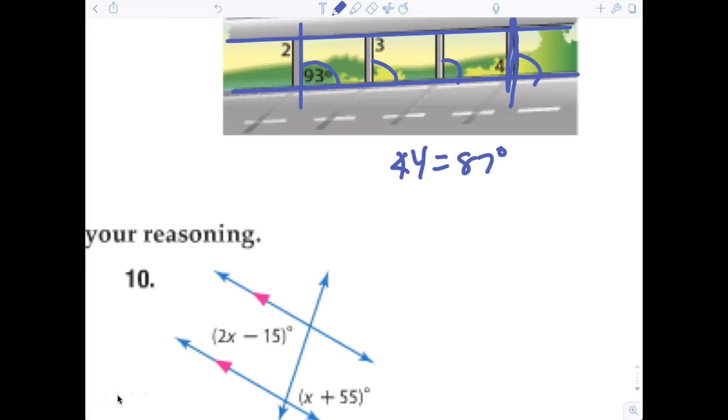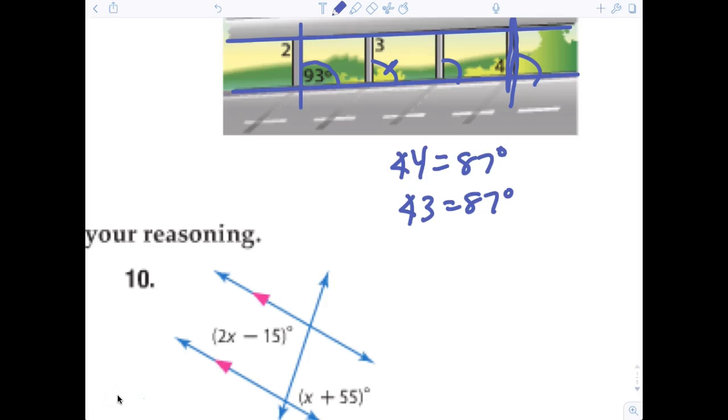Now, if this angle right here is 93, angle 3 is on the same side, so it's called consecutive interior. And consecutive interiors, we said, were what? Supplementary. Could I agree with that? So then angle 3 would be what? 87. Angle 3 would be 87 degrees. I just don't think that's that hard.